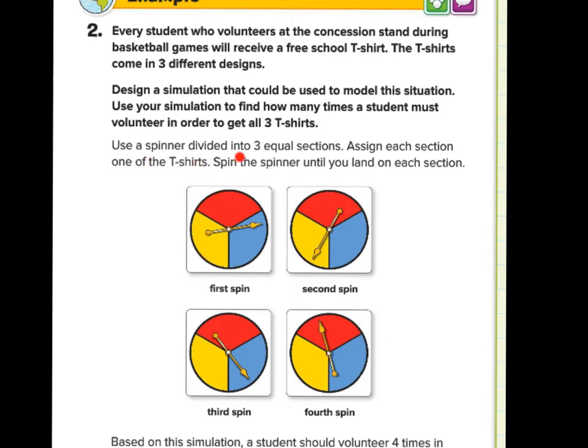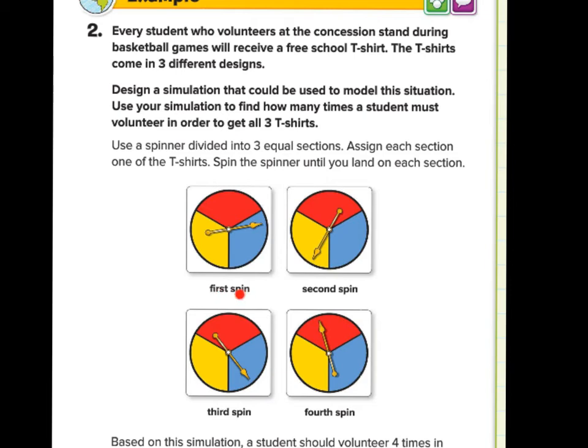Use a spinner to divide into 3 equal sections. Assign each section to one t-shirt. Spin the spinner until you land on each section. So you'll keep doing it until you land on all 3, and that'll give you an idea of how many times you must volunteer to get each shirt.